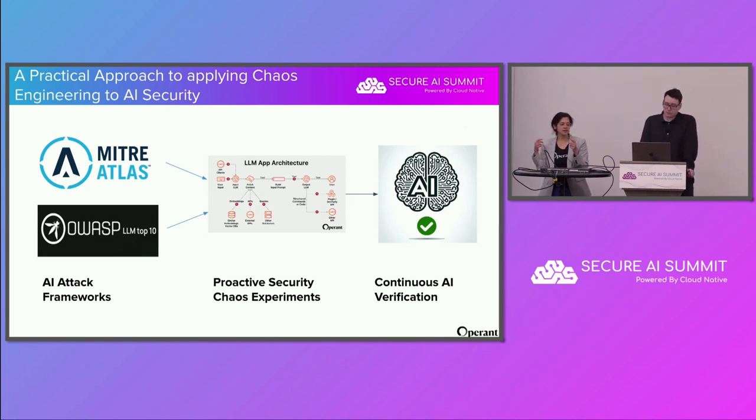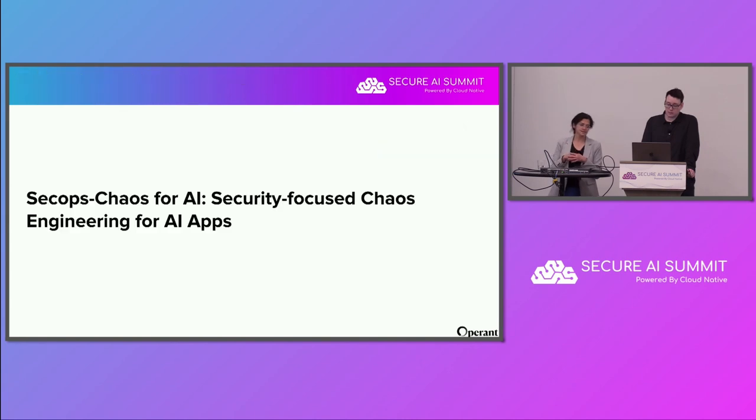And this can be done in dev, staging, or even production, continuously, so that you can continuously verify your AI app's behavior. And this is something that we have built into SecOps-Chaos, which is our open source tool. And Glenn is going to talk to us about what SecOps-Chaos is.